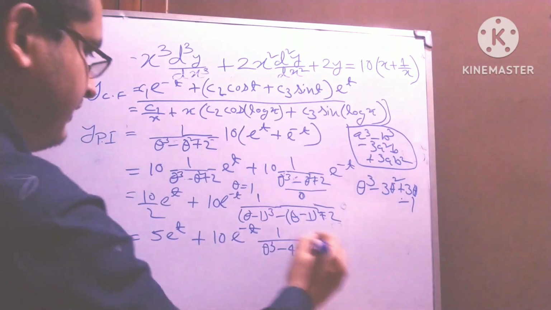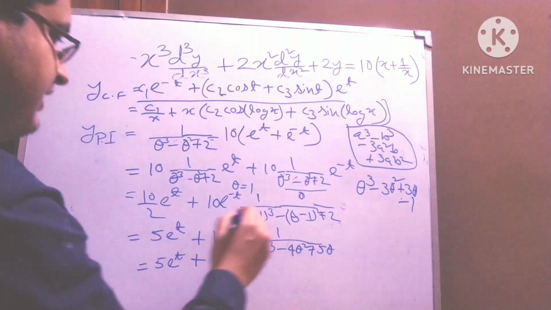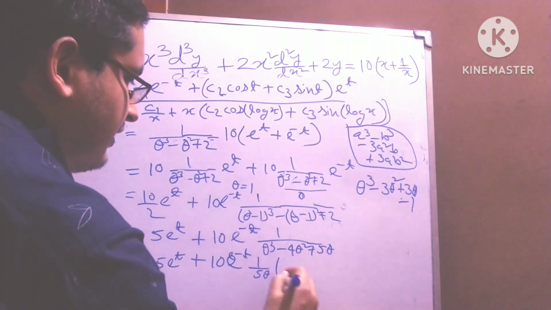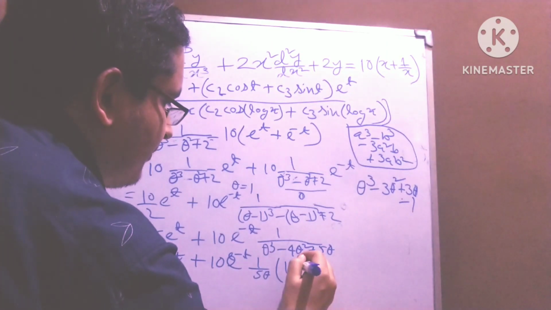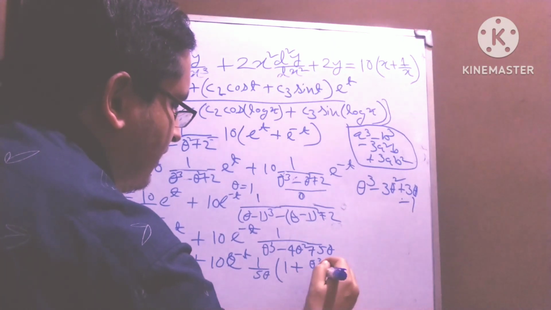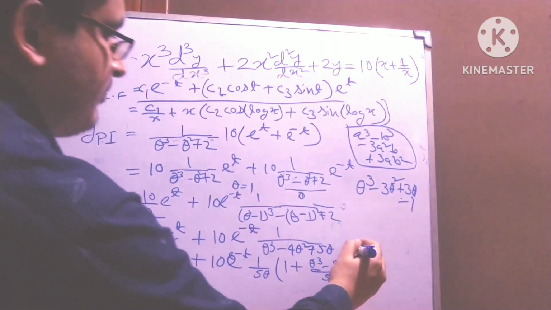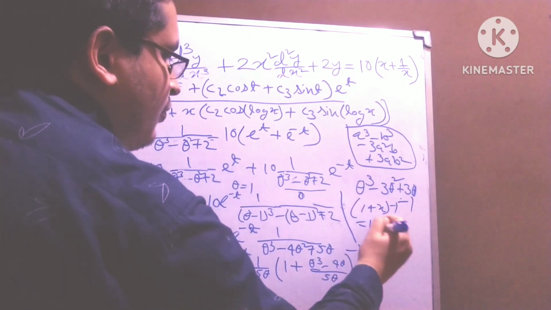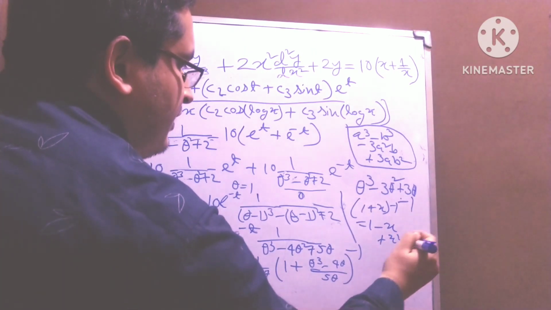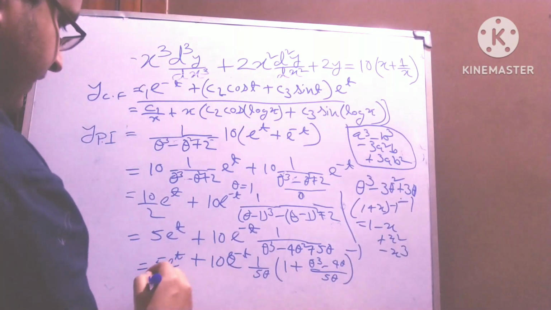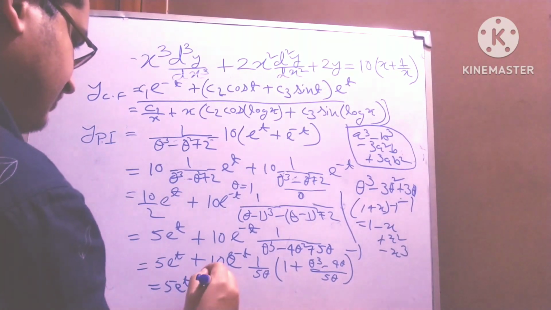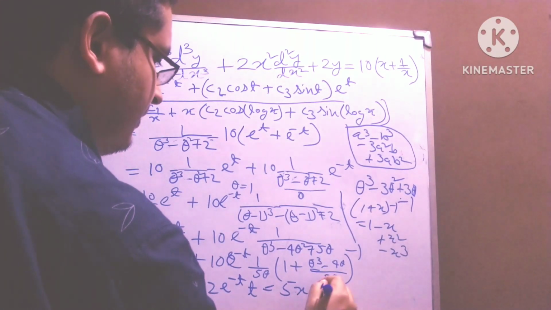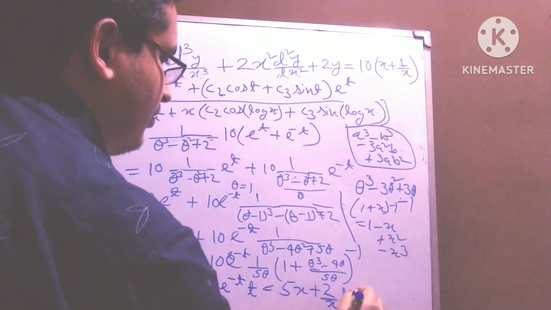So after that, you get 5 into e to the power t plus 10 into e to the power minus t and e to the power minus t and 1 by 5 theta, 1 plus theta cube minus 4 theta divided by 5 theta inverse, and after that just use this formula 1 plus x inverse. So what do you get? You get 1 minus x plus x square minus x cube. Just use this formula. So I get 5 into e to the power t plus 2 into e to the power minus t, and it is t. And after that, just putting the value 5x plus 2 divided by x, it is log x. Okay.